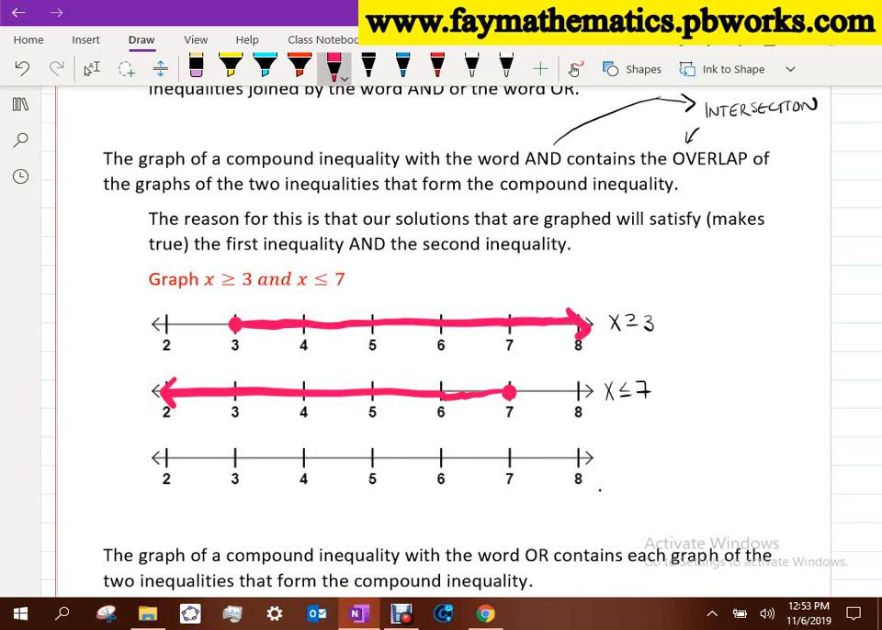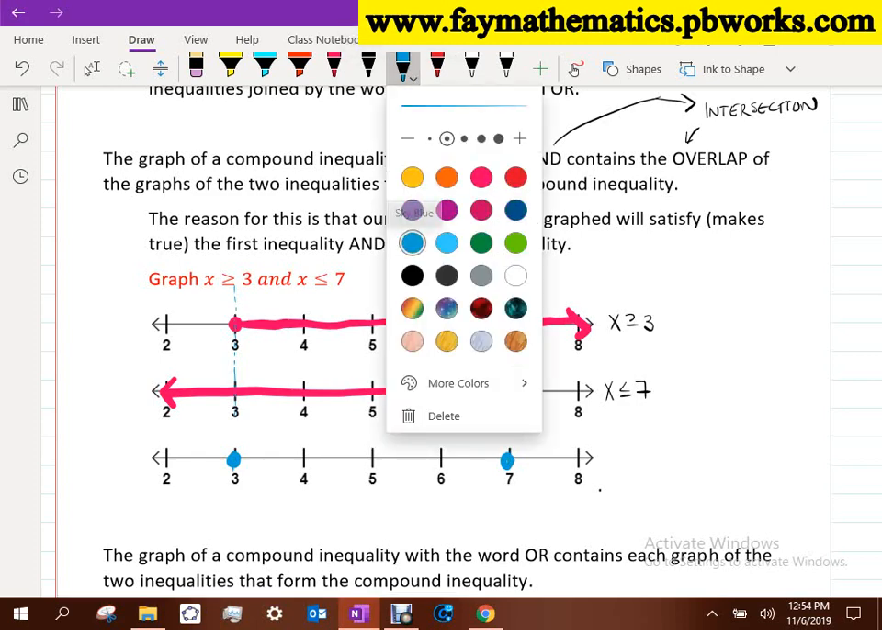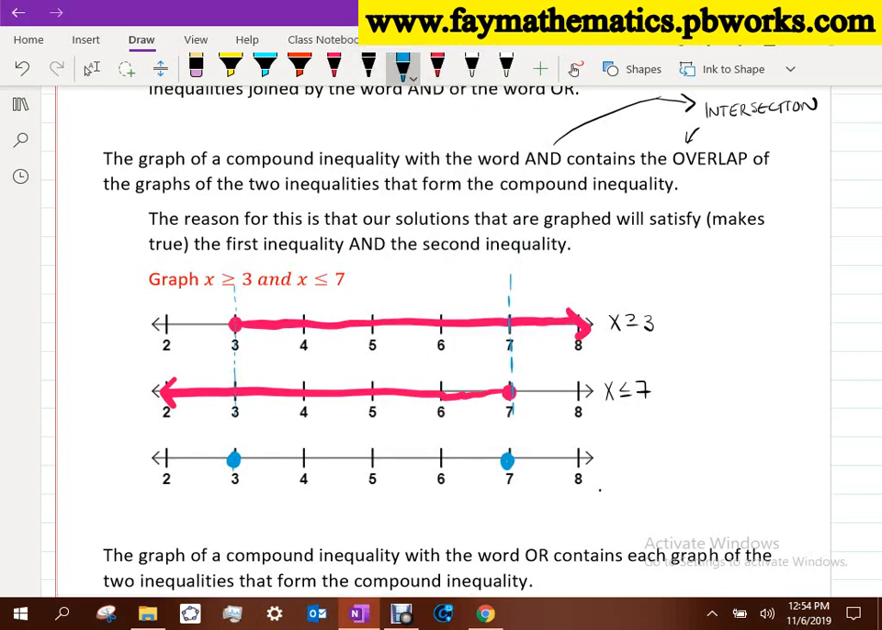If we were to merge these on top of one another, would you agree that they start to overlap right there at 3? So you're going to put a closed dot here at 3. Would you agree that they also stop overlapping after 7? So put a closed dot on 7. Do they overlap everywhere in between 3 and 7?